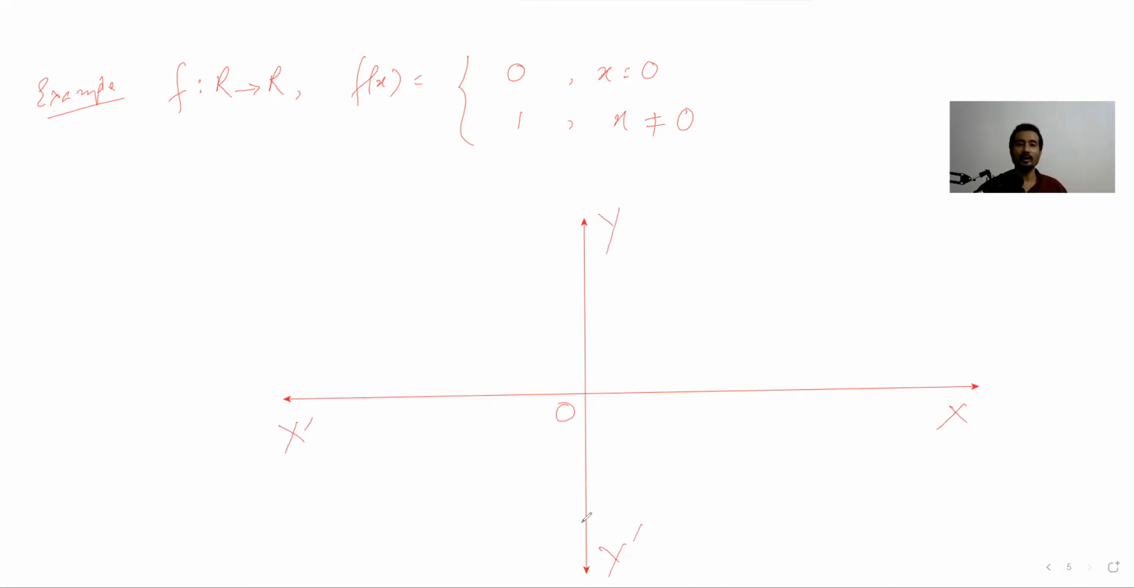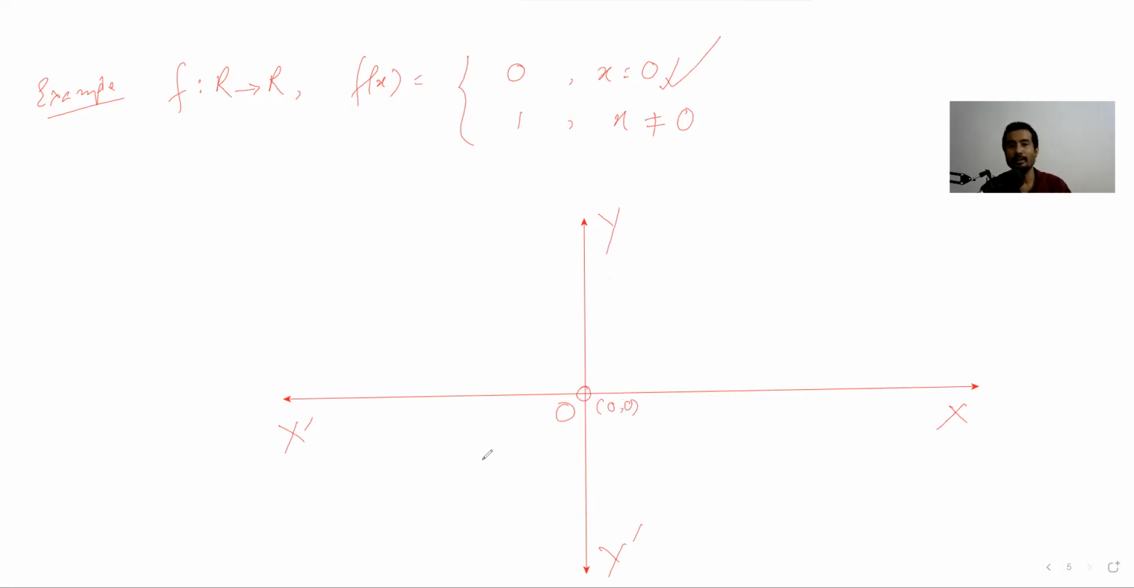Now, look at the first condition: when x equal to 0, f(x) has image 0. So when x equal to 0, f(x) has image 0, meaning we have the point (0, 0). So this is the point (0, 0).